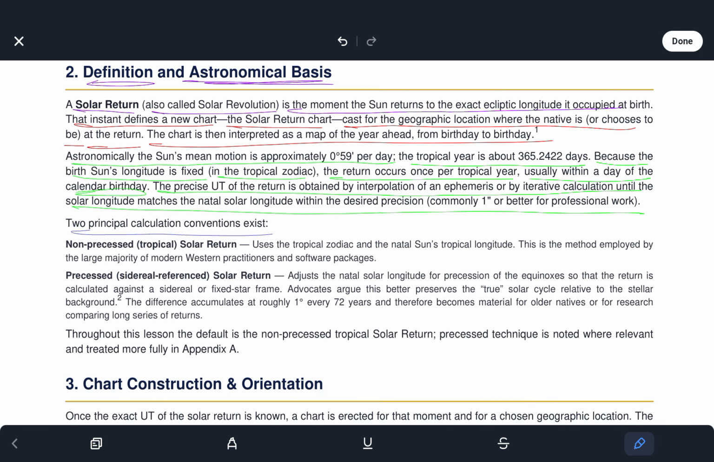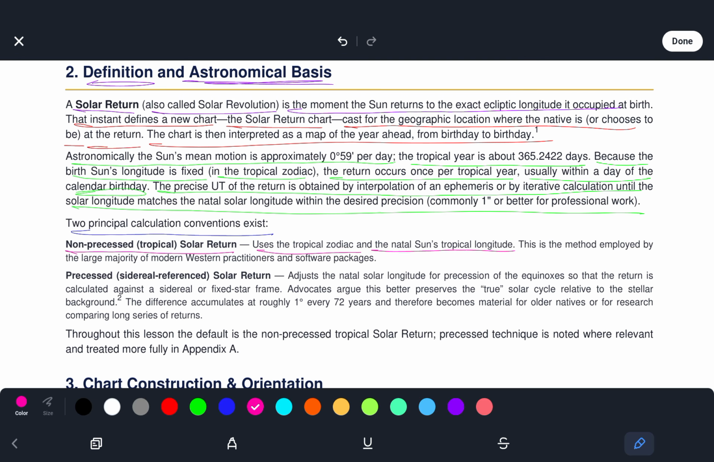Two principal calculation conventions exist. The non-precessed tropical solar return uses the tropical zodiac and the natal sun's tropical longitude. This is the method employed by the large majority of modern Western practitioners and software packages. The precessed sidereal reference solar return adjusts the natal solar longitude for precession of the equinoxes so that the return is calculated against a sidereal or fixed star frame.